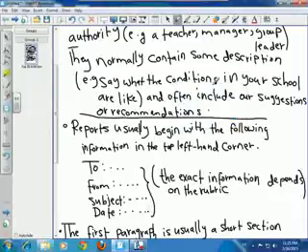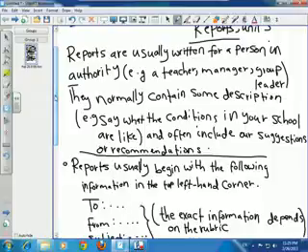So guys, what about reports and how can we write reports? Okay, a report is written for a person in authority. What does that mean? It means that we can write reports for, as you can see here, a person in authority, like a teacher, manager, or group leader.